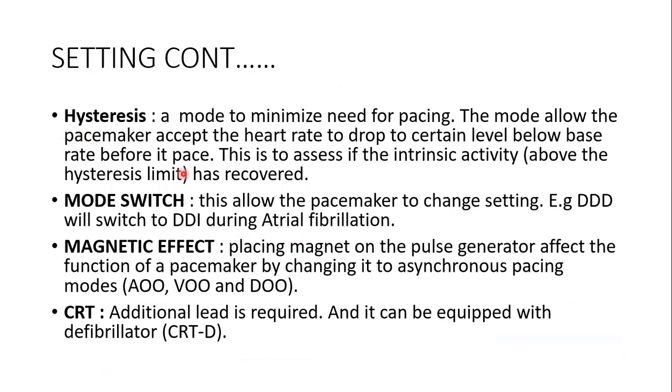So other settings are hysteresis, which is a mode that is used to minimize the need for pacing. This mode can allow the pacemaker to drop below the basal level to see if the patient's intrinsic cardiac activity can pick up. For instance, if the basal rate is at 60, then the pacemaker is expected to pace whenever the timer reaches that 1000 millisecond. However, with this hysteresis mode being activated, the pacemaker can even go below 50 without activating any pace activity.